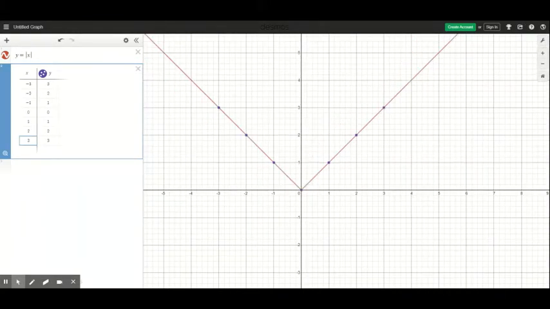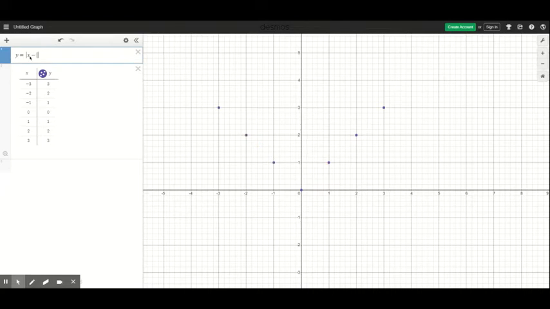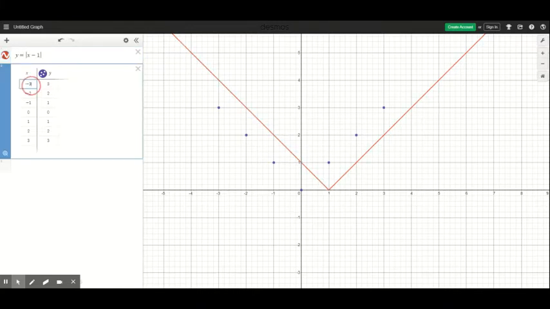Okay, and the last translation is if we move it right. Again, it's opposite of the way you think it should work on the inside. I'm going to put -1, and that moves it right 1. It doesn't affect the y values, it affects the x values. And those are the input values.